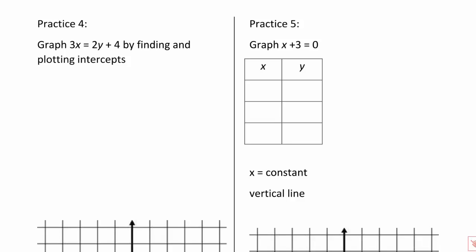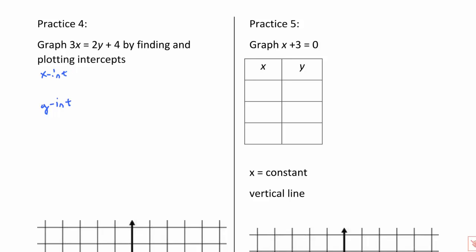Hello, this is the fourth video for Math0302 Beginning Algebra, Chapter 3, Section 3. We're going to do practice 4 now, and it says to graph 3x equals 2y plus 4 by finding and plotting intercepts. Whenever it says intercepts, it means to find the x-intercept and the y-intercept.